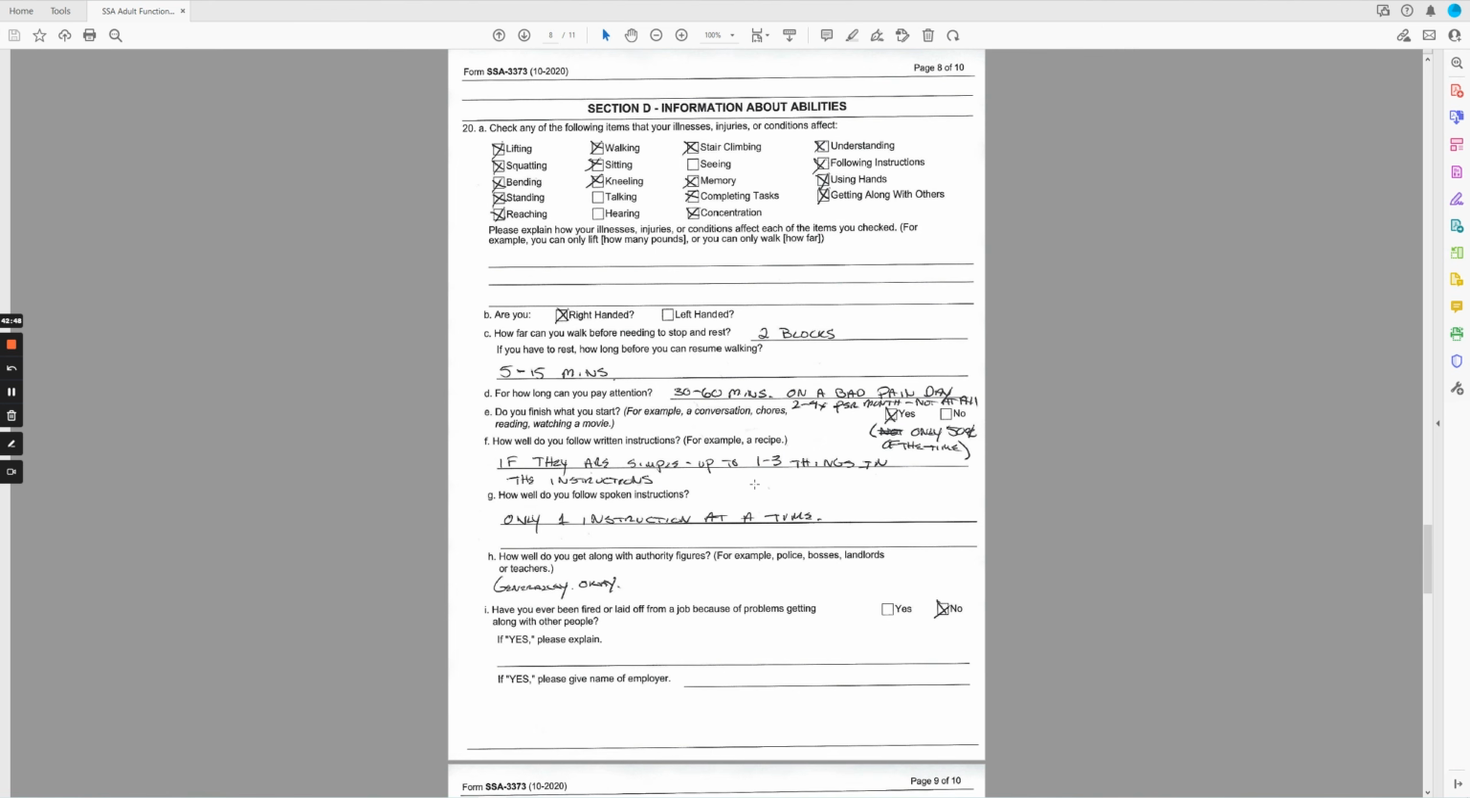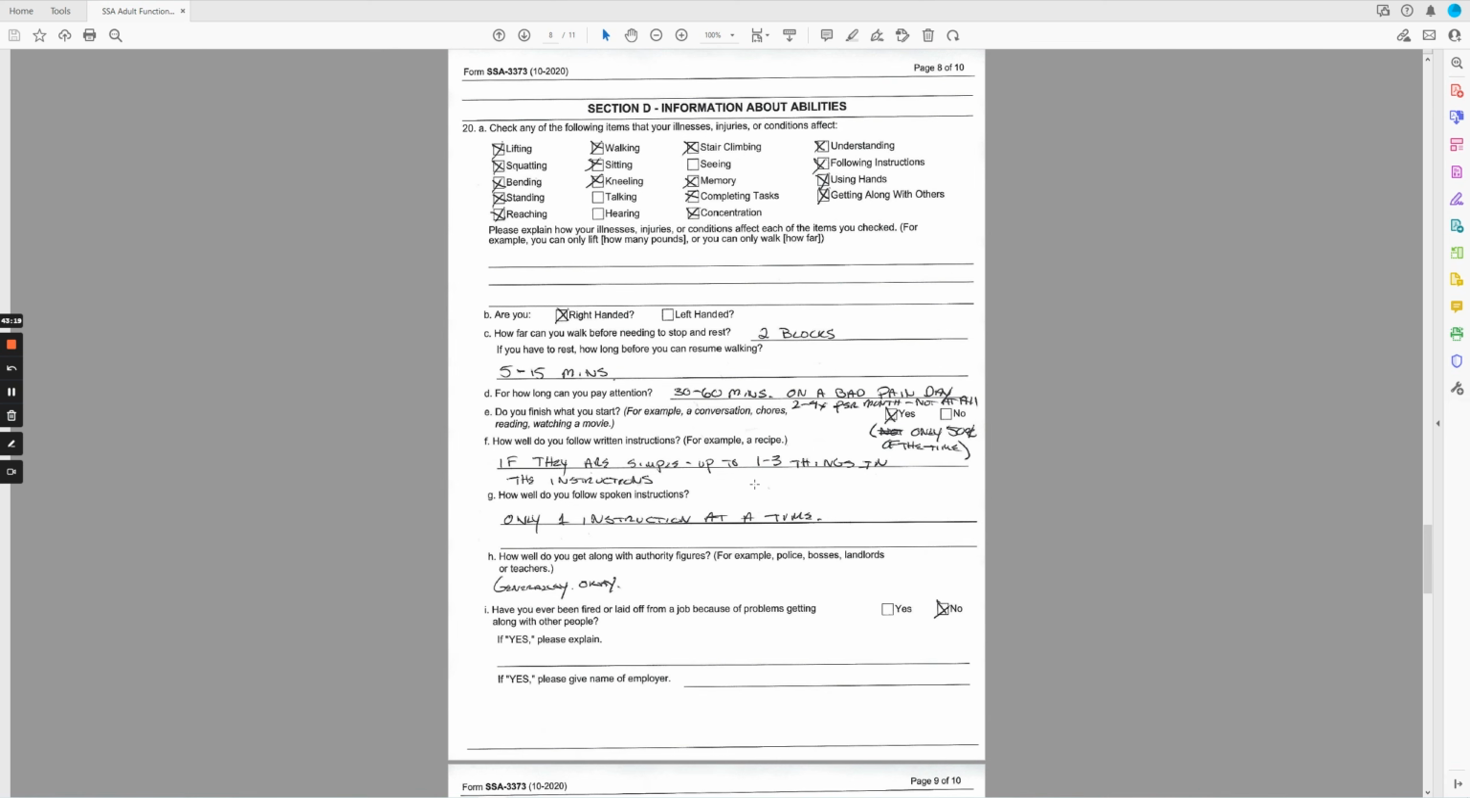Do you finish what you start? I wrote, and here what they wrote, for example, conversation, chores, reading, watching a movie. Yes, but only 50% of the time. So I can finish when I start, but really only half the time. How well do you follow instructions? I wrote, if they are simple, up to 1 to 3 things in the instructions, I can do it. How well do you follow spoken instruction? Only 1 at a time, because my memory is horrible.